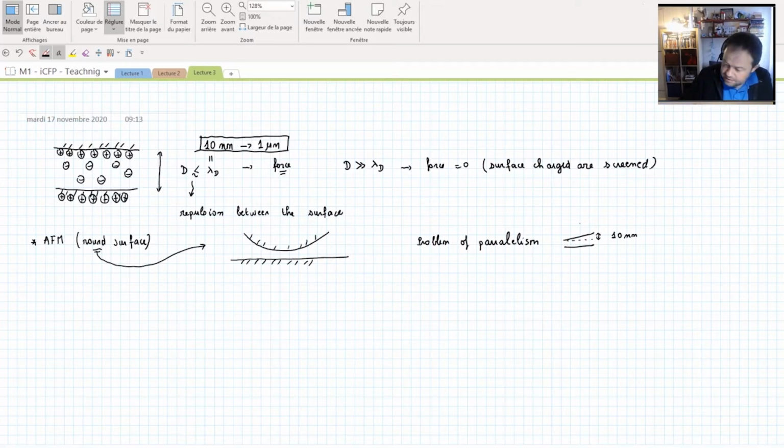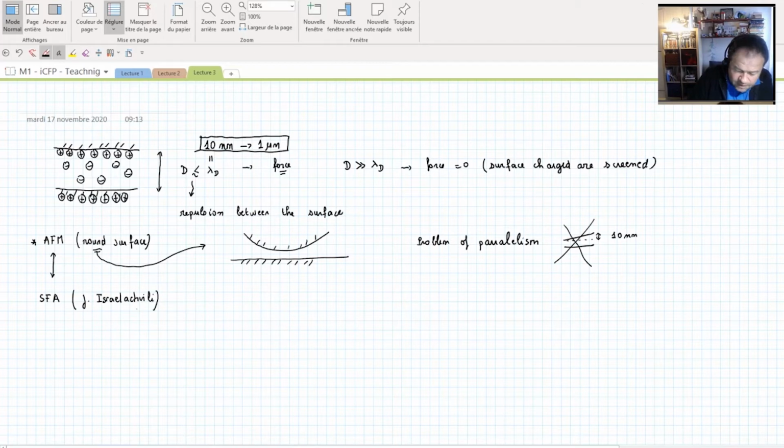Well, so flat surfaces is not the case, so we'll be able to do that either with an AFM or to do that historically with a surface force apparatus that has been invented by Jacob Israelachvili. Do you know the difference between these two apparatus?